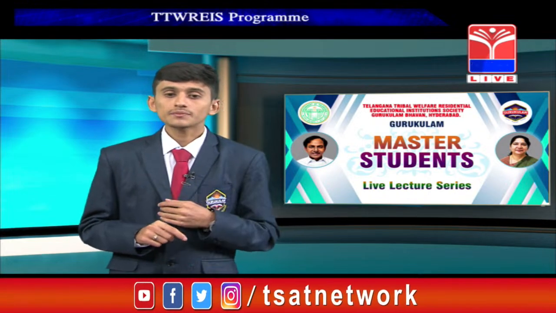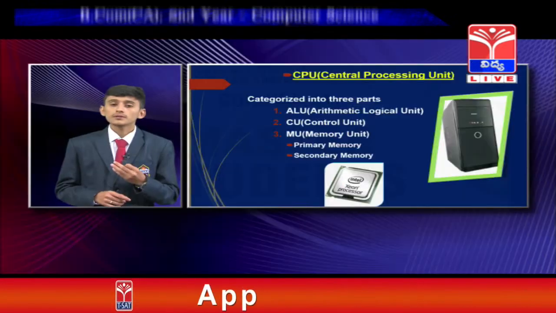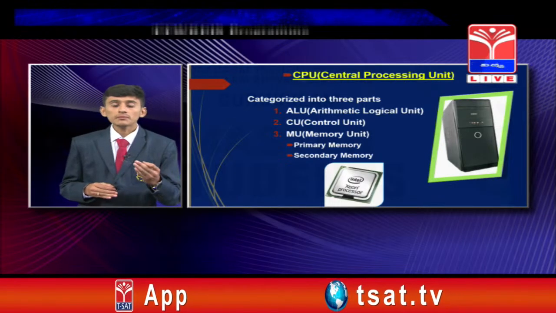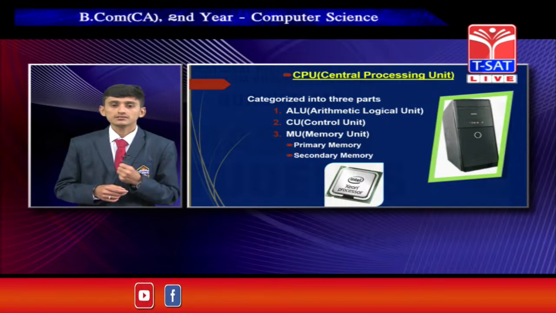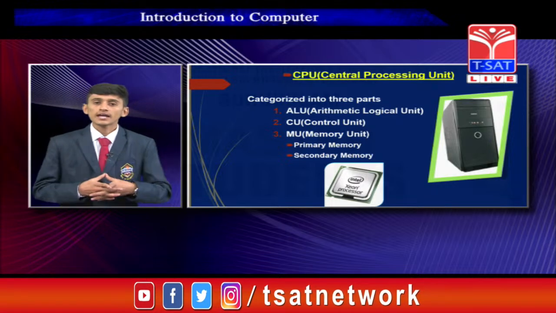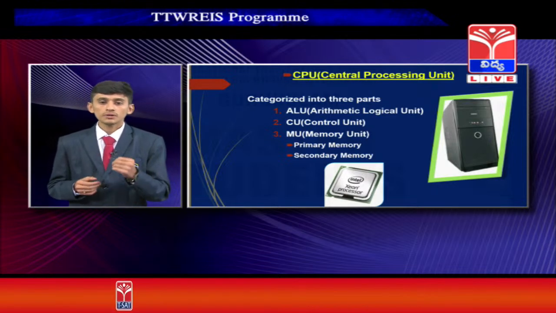I would like to explain first the primary memory. Primary memory means, friends, the primary memory is volatile memory, and this primary memory is going to hold the data in a temporary manner, and the best example for the primary memory is RAM. RAM can be expanded as random access memory.